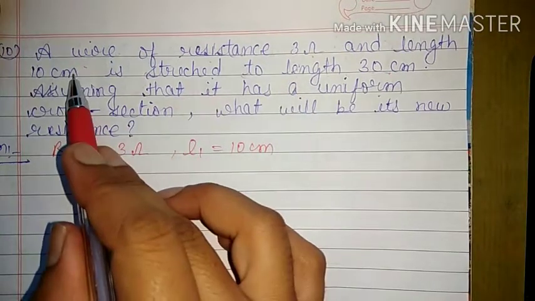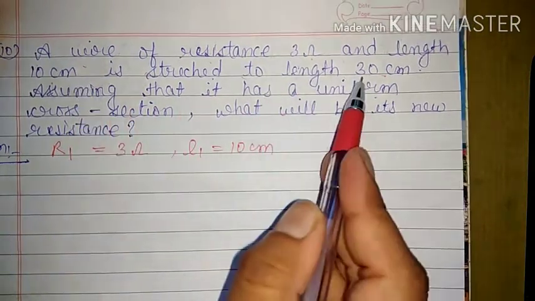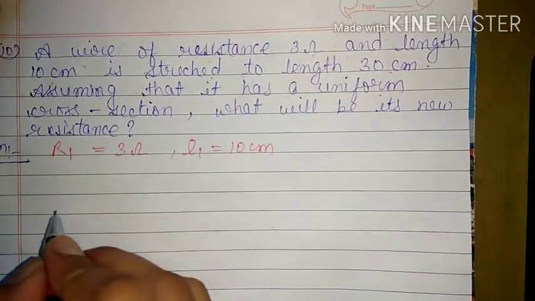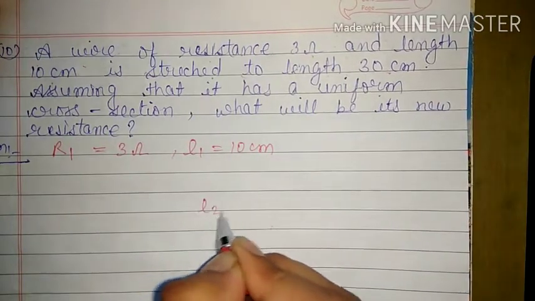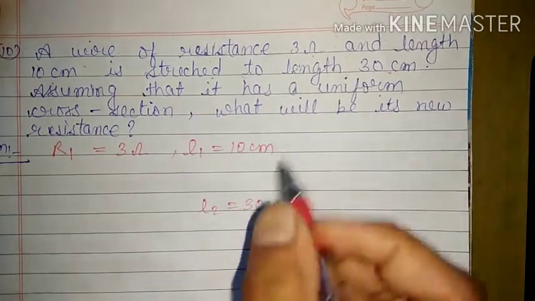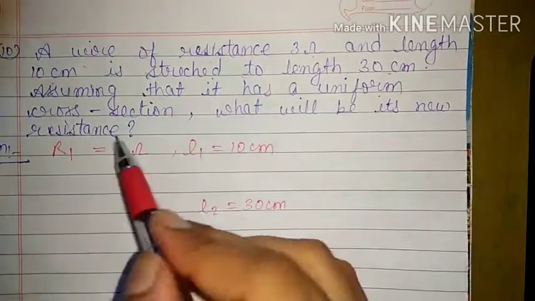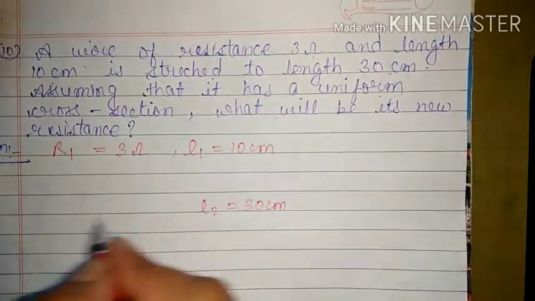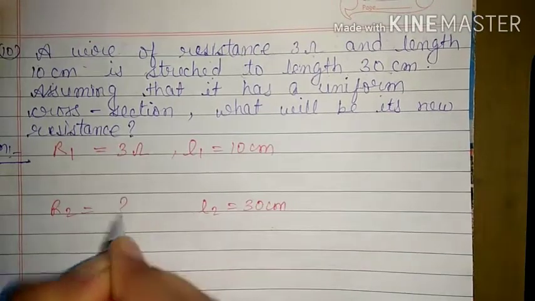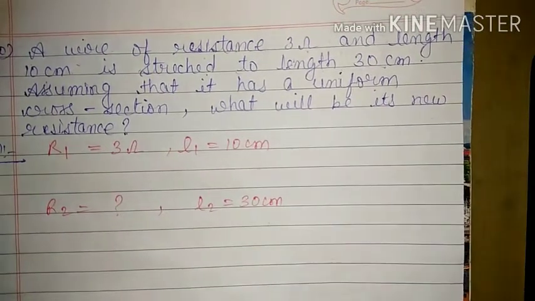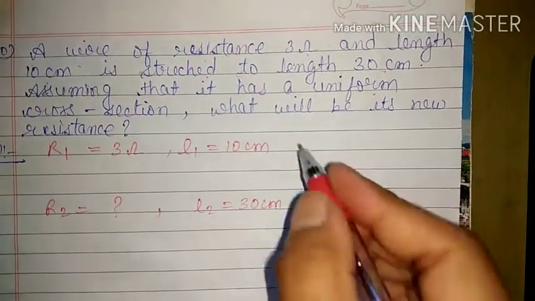That means we have increased its length 3 times than initial. So here L2 is equal to 30 centimeter. Assuming that it has a uniform cross section, what will be its new resistance? And let that new resistance be R2, which we will have to calculate. Now here also same thing is there.